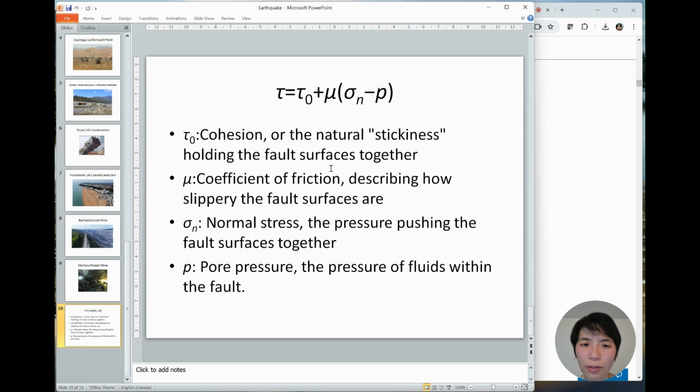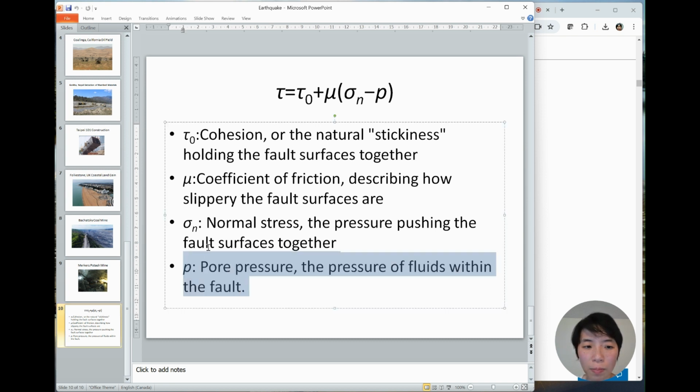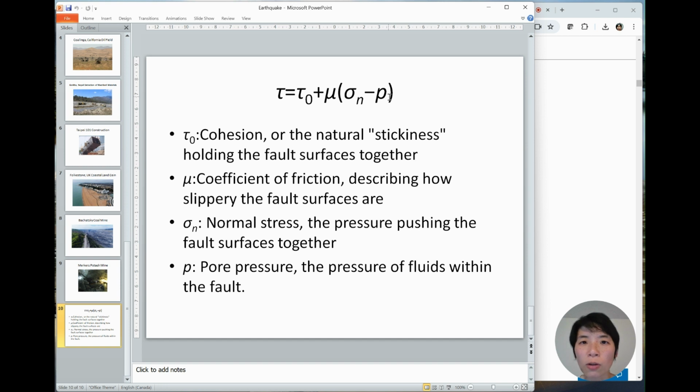Because we cannot manipulate the natural stickiness holding the fault surfaces together and how slippery the fault surfaces are, these are the main factors that are causing the earthquakes that are believed to be human induced. So for those activities that are extracting or injecting fluids into the surface of the earth, those are manipulating the pressure of fluids within the fault. For the surface activities that are removing or adding mass, those are manipulating the normal stress, which is the pressure that's pushing the fault surfaces together.